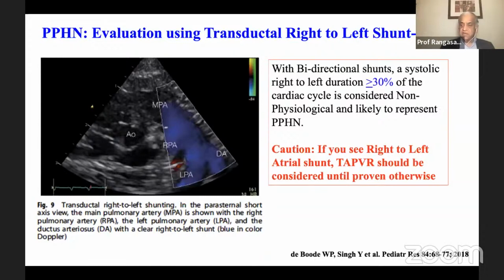During diastole they shunt right to left, and during systole they may shunt left to right. In bidirectional shunts, when the systolic right to left duration is more than or equal to 30% of the cardiac cycle, it is considered non-physiological and very likely represents PPHN. If you see a right to left atrial shunt, make sure you rule out TAPVR until proven otherwise.